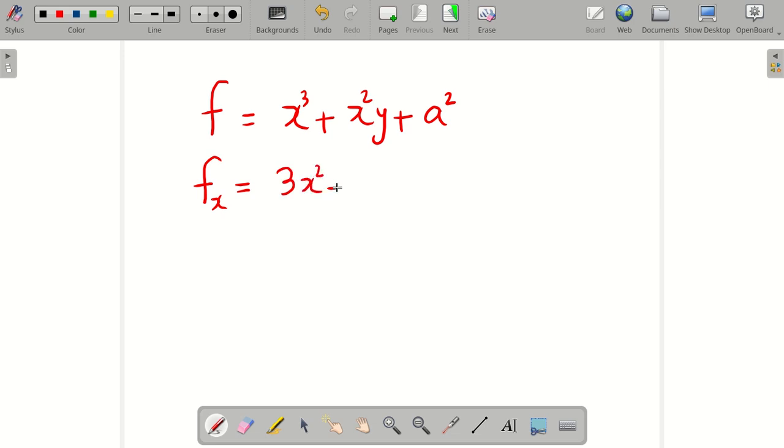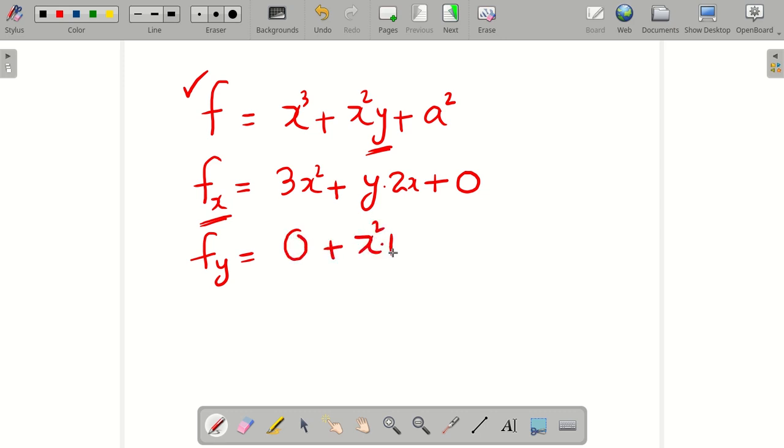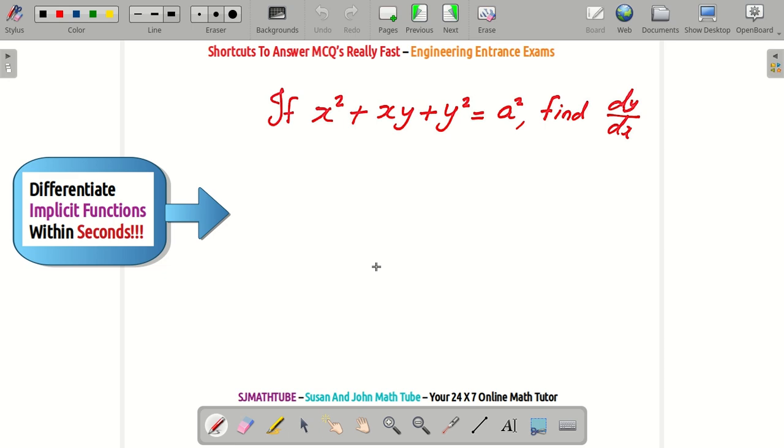3x square plus y is a constant when we are differentiating with respect to x. So you end up with y into 2x plus 0. And if you differentiate with respect to y, that is, we are going to assume y is the only variable in f. So the derivative will be 0 plus x square into 1 plus 0. Okay, so I hope you're okay with partial differentiation. Now let's move ahead and check the shortcut.